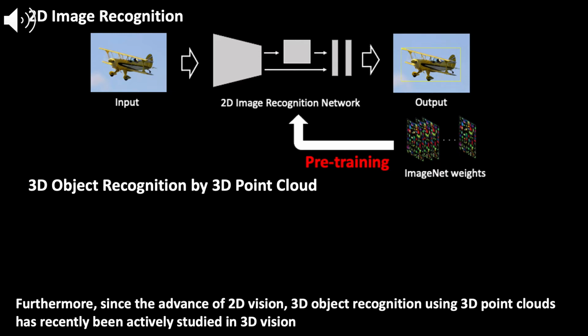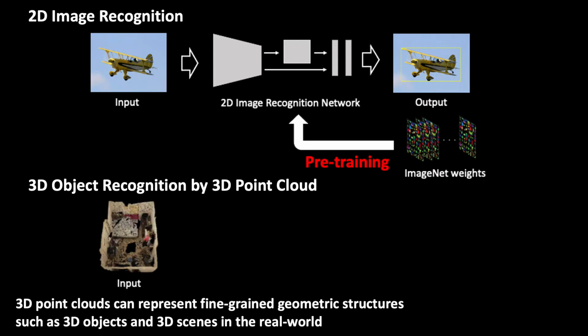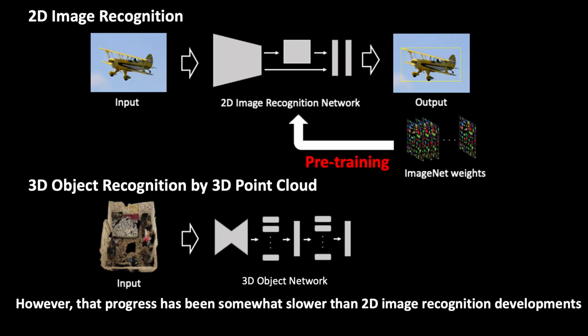Furthermore, since the advance of 2D vision, 3D object recognition using 3D point clouds has recently been actively studied in 3D vision. 3D point clouds can represent fine-grained geometric structures such as 3D objects and 3D scenes in the real world. However, that progress has been somewhat slower than 2D image recognition developments.